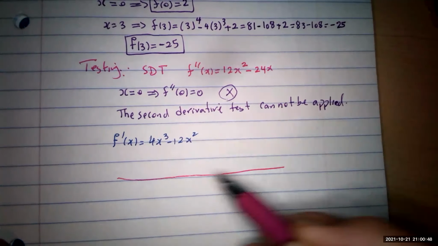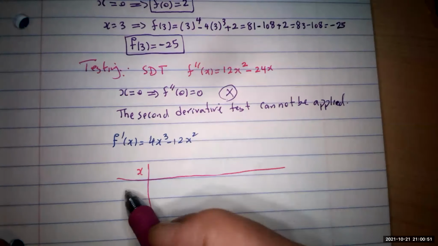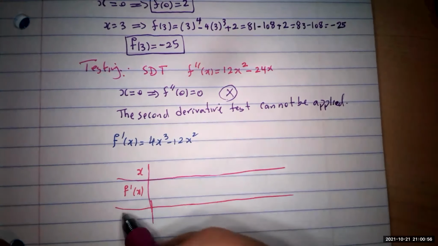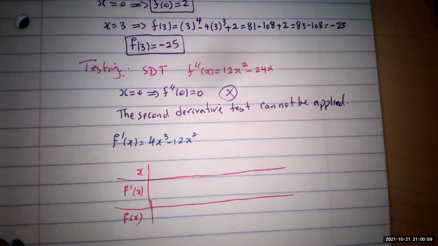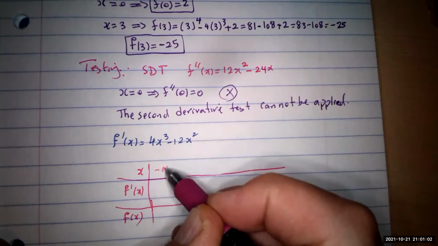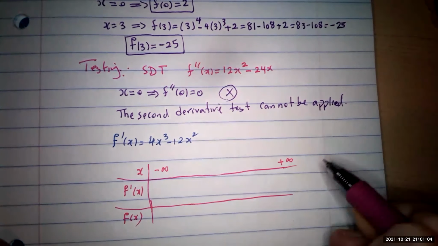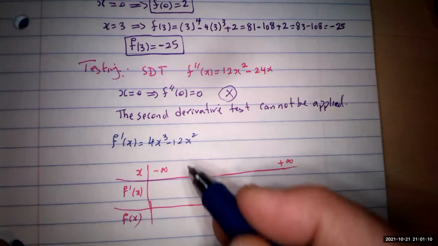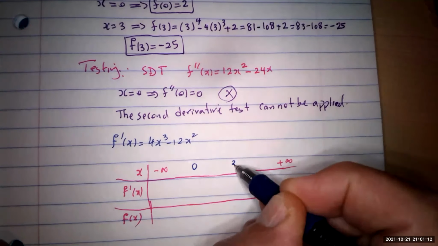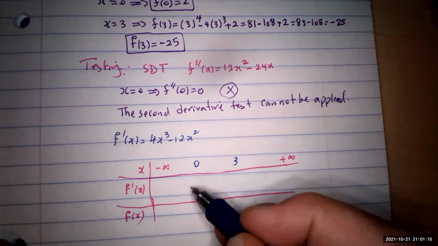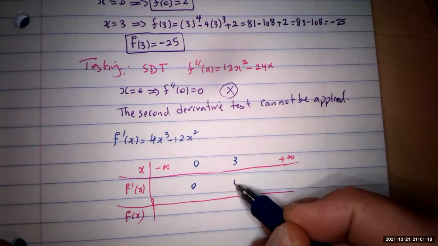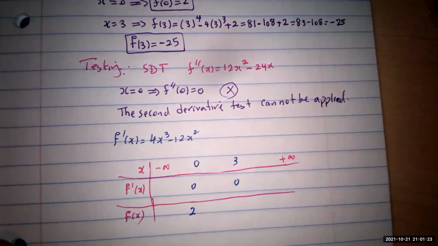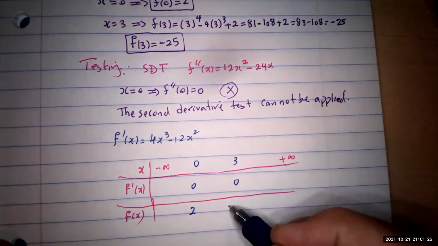x is like the one that I did: f prime of x and f of x. This is from negative infinity to positive infinity. The numbers that you have to test are the critical values, the 0 and 3. F prime is 0 at 0 and 3. F of 0 is equal to 2, and f of 3 is negative 25.